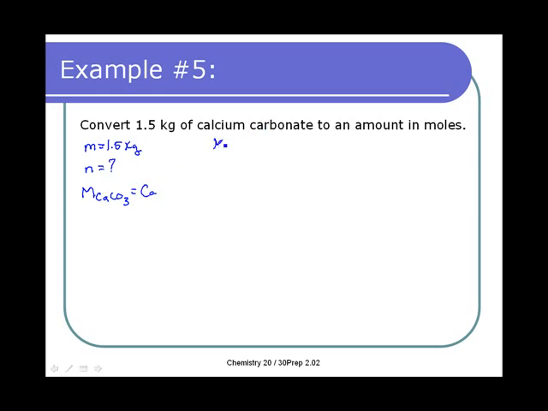Once we find the molar mass of calcium carbonate, then we're going to use our molar mass formula to find the number of moles. So first, the molar mass of calcium carbonate: we have a calcium plus a carbon plus 3 oxygens. The molar mass of calcium is 40.08, plus 12.01 grams per mole for carbon, plus 3 times 16.00 grams per mole. We're going to run that through our calculator.